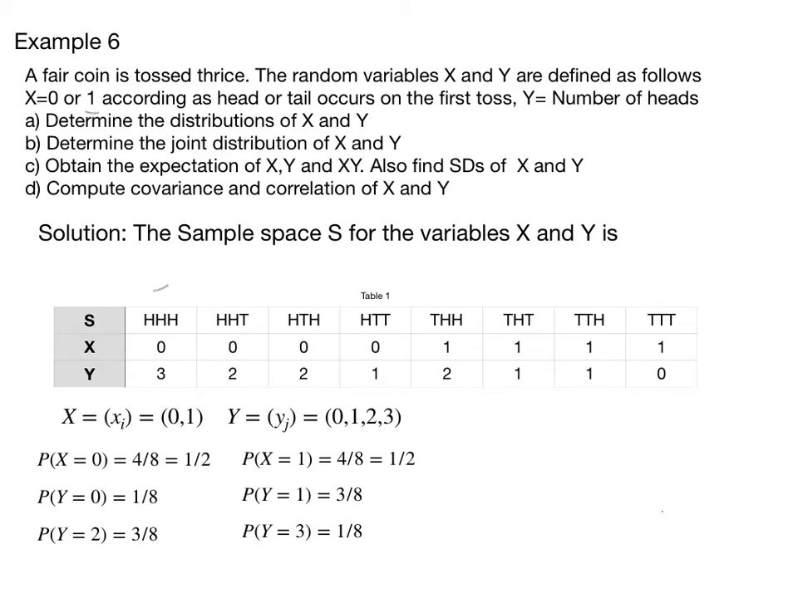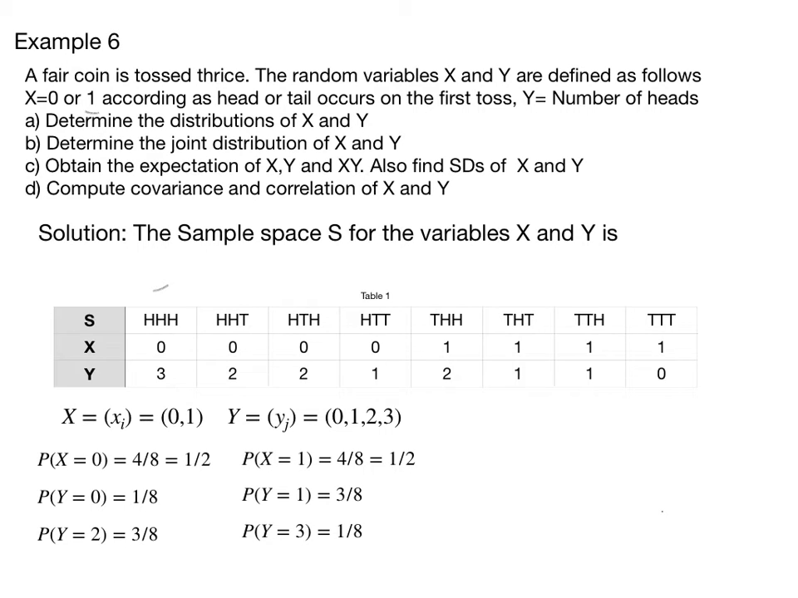The y value in the first case, since all 3 are heads, is 3. Then 2 heads: 2, again 2 heads: 2, 1 head: 1, 2 heads: 2, only 1 head: 1, 1 head: 1, and there is no head, so 0. So it's clear that x takes the values 0, 1 and y takes the values 0, 1, 2, 3. Now from this you need to form the joint distribution table.